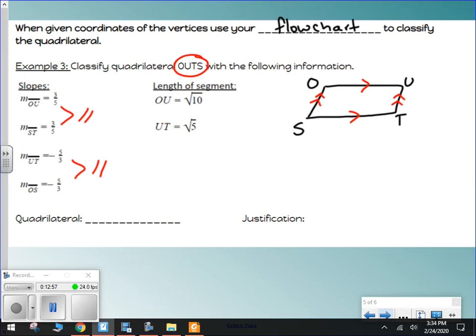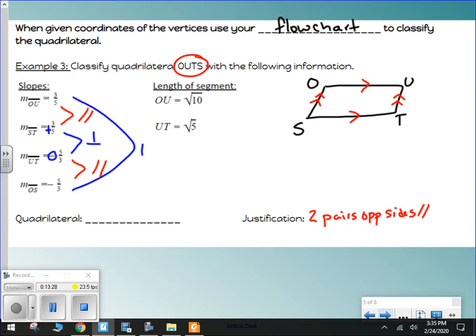The next question on my flow chart then takes me to 4 right angles. For 4 right angles, I need to have slopes that are opposite reciprocals, so that they have opposite signs, which I do. This is positive and this one's negative. And the fraction's flipped. It has to have both. And it is flipped, so I have perpendicular. These two are also perpendicular. So OU and OS make 90 degrees.